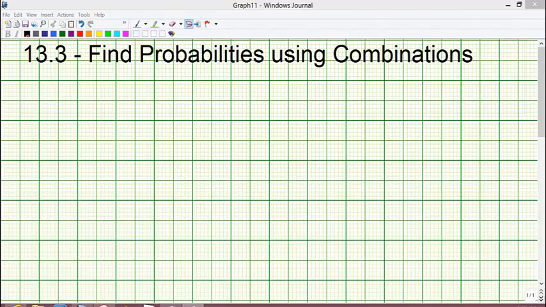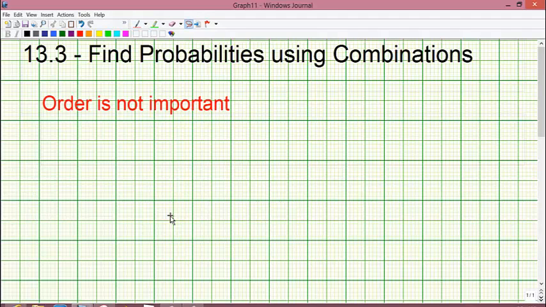Okay, today we are going to be looking at section 13.3, finding probabilities using combinations. Now, these are different from permutations. Permutations is what we looked at last time. The difference is this time, a combination is a selection of objects in which order is not important. That's the key understanding here.